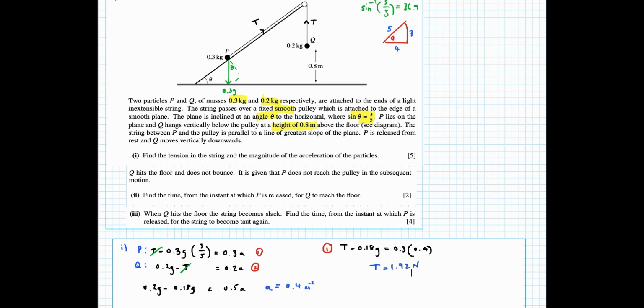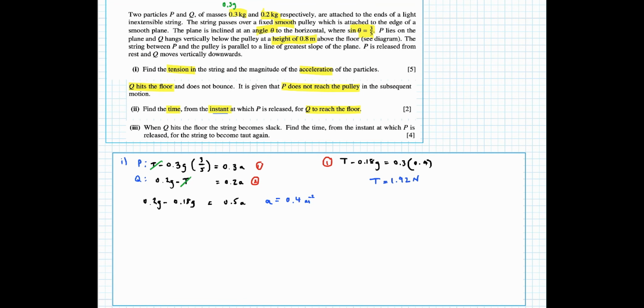You'll notice, this is question 7. So in this particular year, 2019, it was the last question on the paper. So again, it's going to have some expansive aspects, which is why we're doing it. So Q hits the floor and doesn't bounce. So you can think about it, what happens, like Q is going down, and P is going up the hill, but it doesn't reach the pulley. Find the time. Again, the word instant. From the instant P is released for Q to reach the floor.